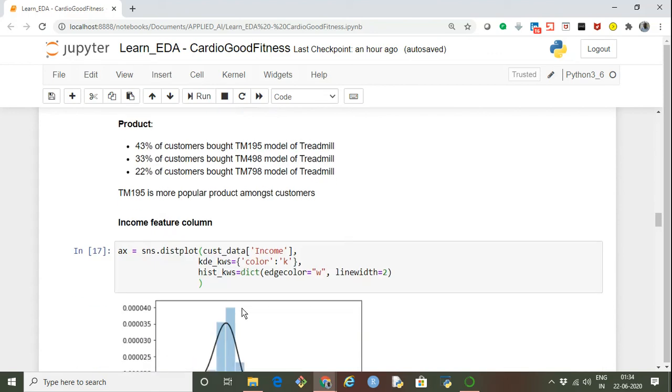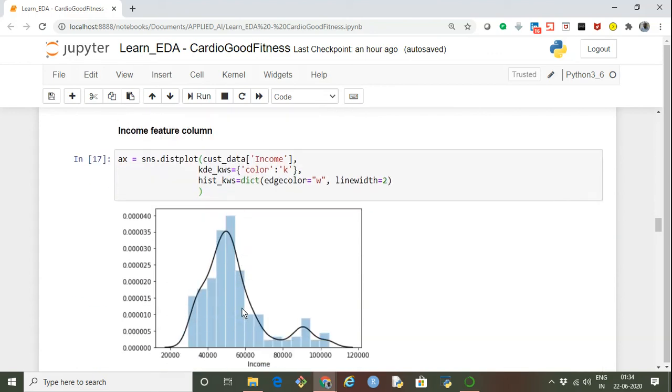In terms of income, if you want to see how the data is, it is kind of bimodal. If you see, there is one histogram, and then towards the right side we see one smaller histogram. So it means the data is right skewed. So we definitely have some customers who are on the higher side of the income, monthly income.